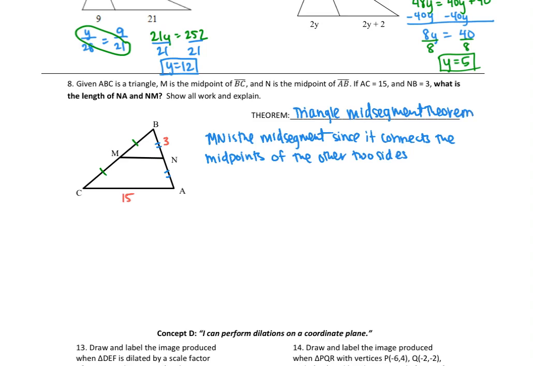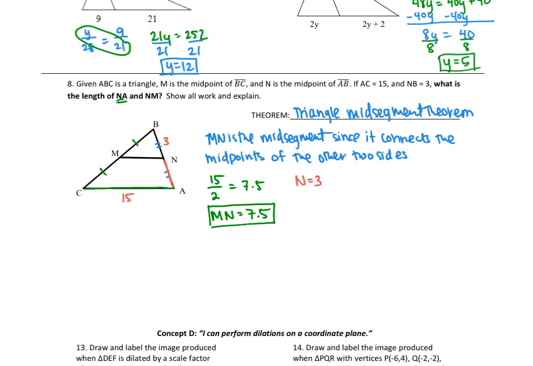So since MN is the midsegment, we know that the midsegment is half the length of the side that it's parallel to. So that means to get MN, we're just going to do 15 divided by 2, which is 7.5. So MN is 7.5. Okay, the other thing they asked for is NA. Well, NA is right here. Well, that's just going to be 3.